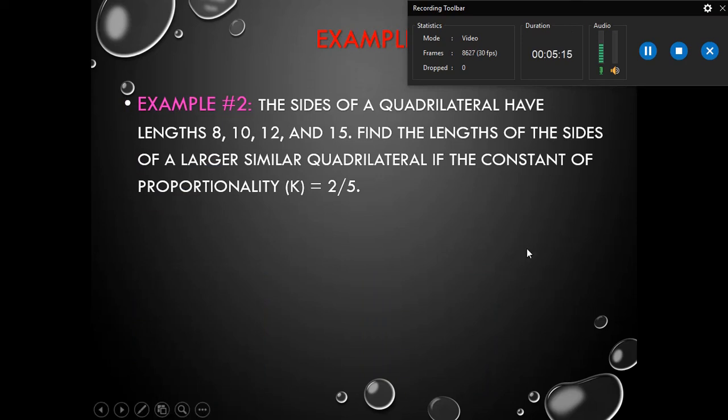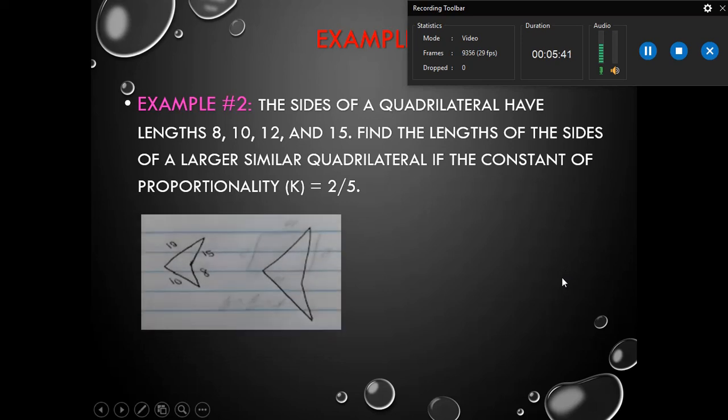For the next example, we have the sides of a quadrilateral provided for us, 8, 10, 12, and 15. We want to find the lengths of the sides of a larger similar quadrilateral, and they're providing the constant of proportionality k as 2 to 5. When they set it up this way, 2 represents the smaller figure, 5 represents the larger figure. So we want to make sure we maintain that ratio as we set up our calculations.